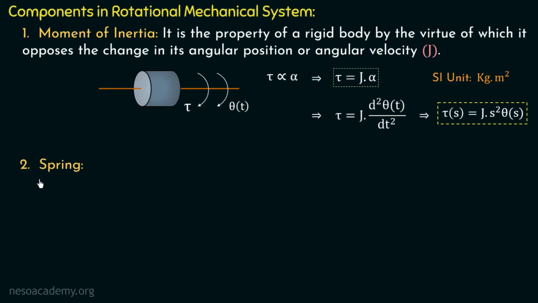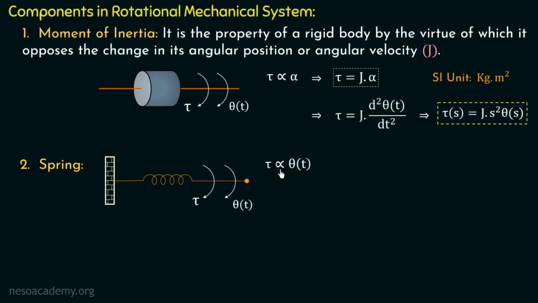Now moving on to the second component, which is the spring. We already know that the spring is an elastic object that stores potential energy. Let us consider a spring which is attached to a fixed support from one side, and on the other side we are trying to rotate this spring by applying a torque tau. Let us consider the angular displacement caused equal to theta t. In this case, we know that the spring will try to regain its original position by applying an opposing torque, and that opposing torque will be directly proportional to the angular displacement caused due to the application of this torque. So we can write tau is proportional to theta t.